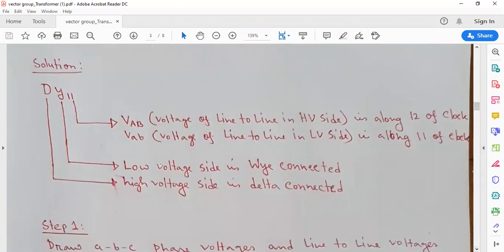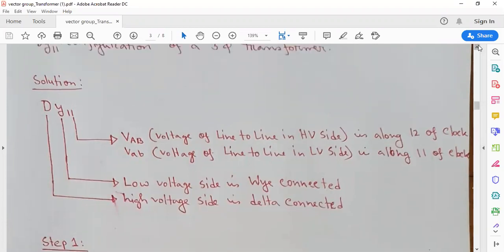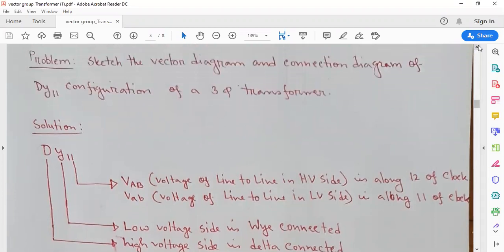The question was to sketch the vector diagram. We have to show all kinds of voltages like primary side line to line voltage, primary side phase voltage, secondary side line to line voltage, secondary side phase voltages in the vector diagram. And we have to show the connection diagram, how the windings are connected. Primary side 3 windings, secondary side 3 windings are connected in DY11 configuration.